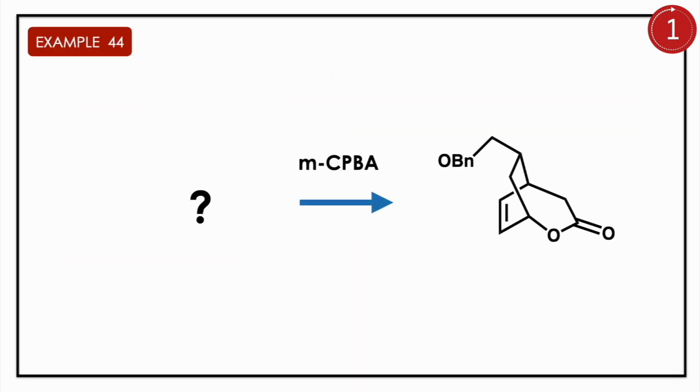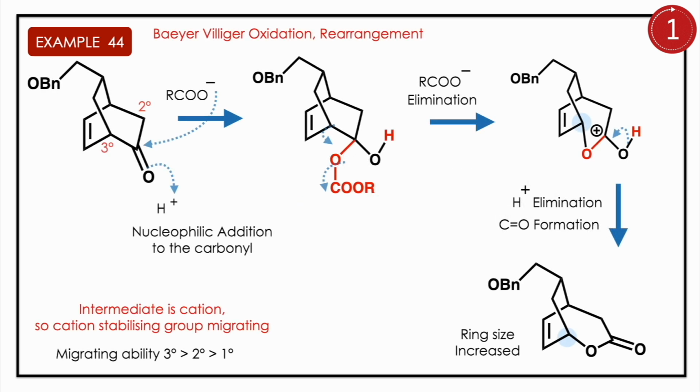Then the next example: here you have to find the starting material. The reagent is mCPBA, meta-chloroperbenzoic acid. The product is a bicyclic compound with an ester, alkene and O-benzyl. You should find which kind of starting material can produce the product. If you look at the product, it is an ester, so it can be a product of Baeyer Villiger oxidation. So let us start with a carbonyl with one oxygen less, so the ring size is also less.